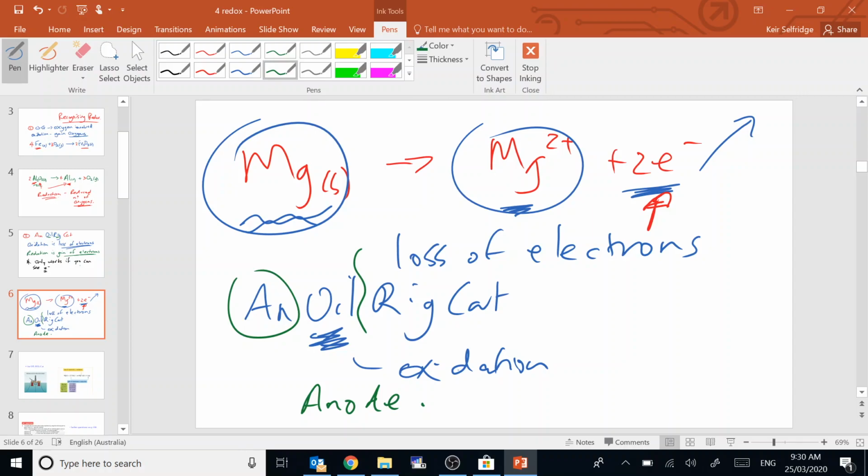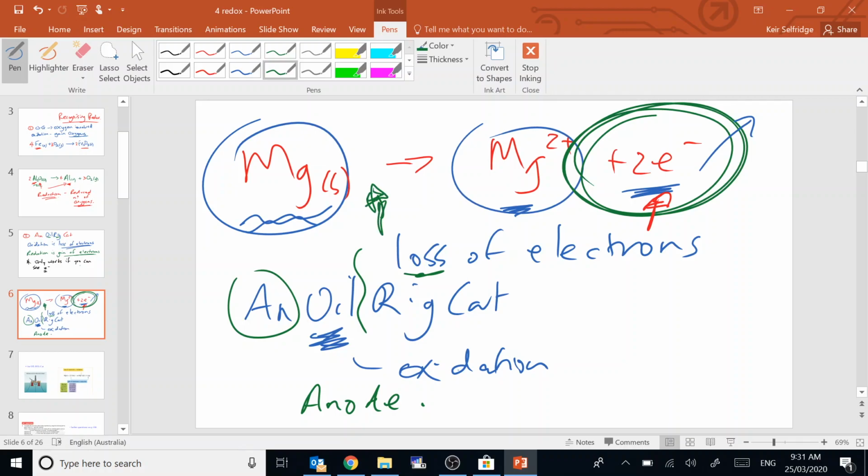This is the best method for sure, but you really need to see the electrons so that you can tell whether they're being lost or gained. If they are on the product side, they are lost. If they were on the reactant side, well, they would have been gained. Maybe I could do an example of that.